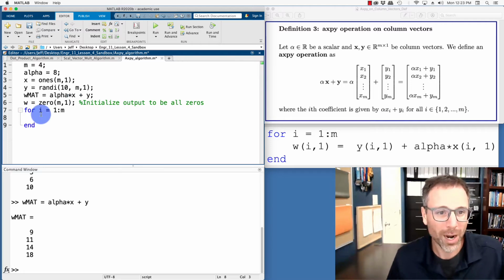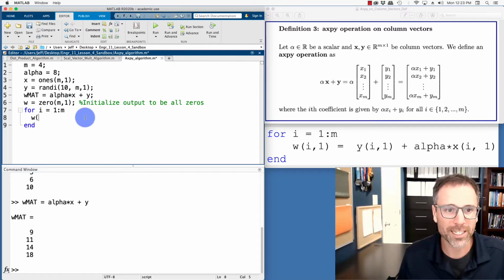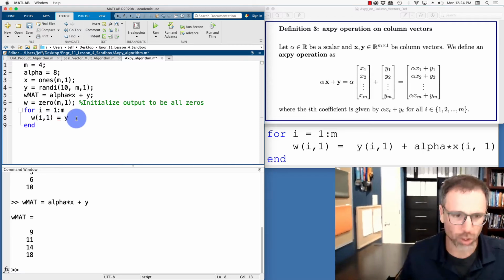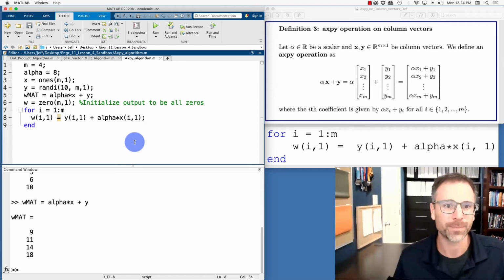Okay, so for i goes from 1 to m, we're going to set the ith entry of w to be equal to, and this one I'm going to call out multiple times, we'll reference the ith entry of y and add that to alpha times the ith entry of x. Okay?